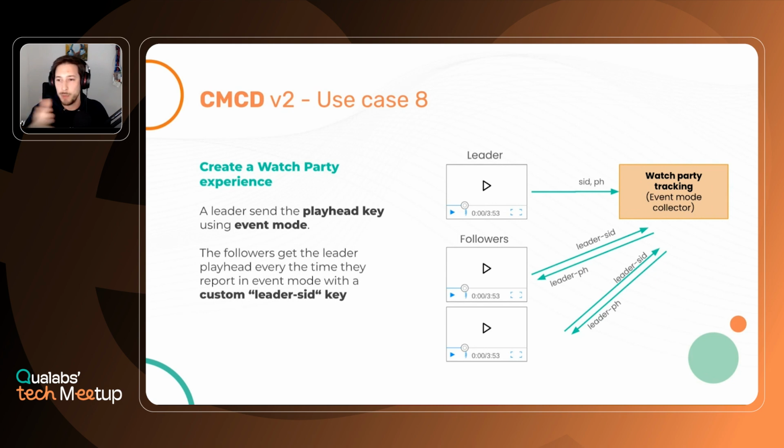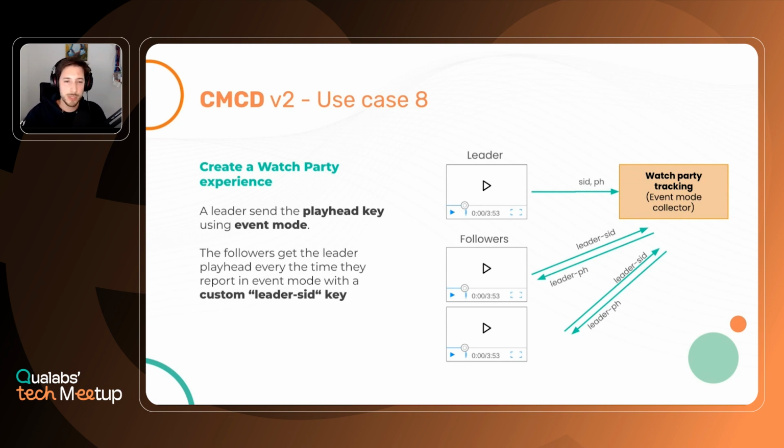And so the player will be able to understand where the leader is and automatically seek to the point in time where the leader is. So this will be super easy to implement and will work for a lot of players because the information will be the same. We will just need to create small plugins to send information and understand these custom keys.